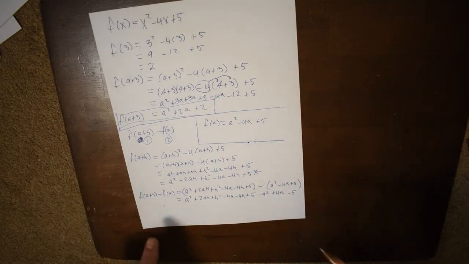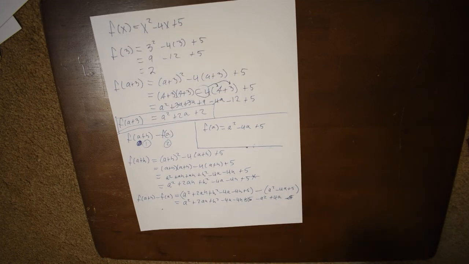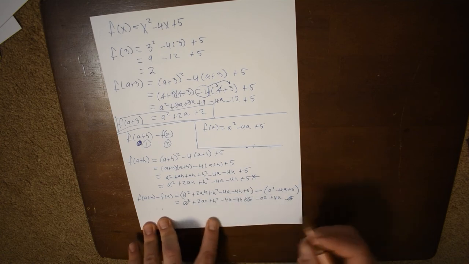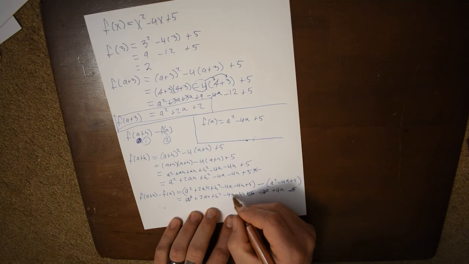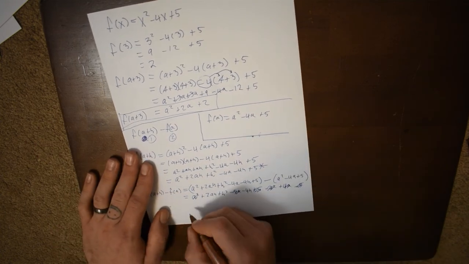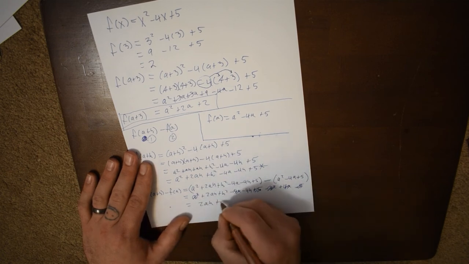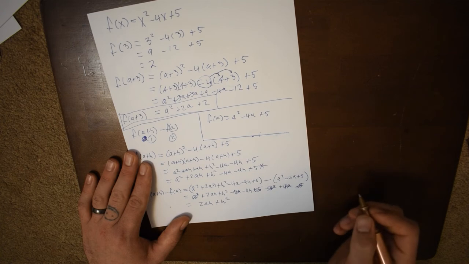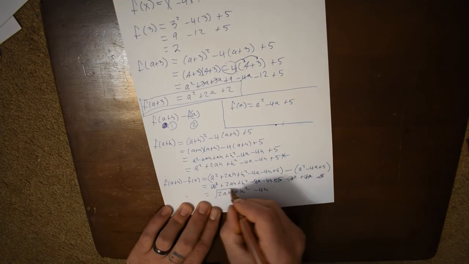All of these problems, the final step is to gather our like terms. I've got a plus 5 and a minus 5. I've got a plus a squared and a minus a squared. And I've got a minus 4a and a plus 4a. So when we gather our like terms, we're left with 2ah plus h squared minus 4h for our final answer.